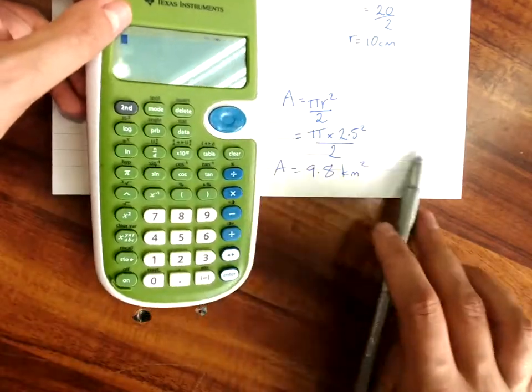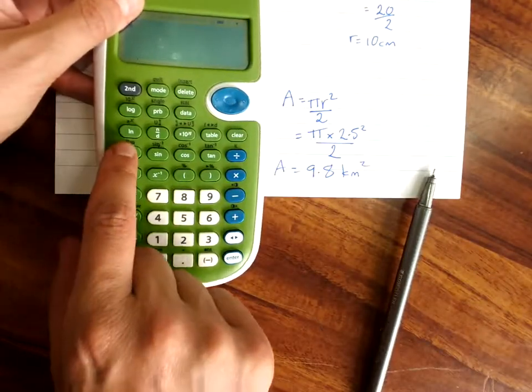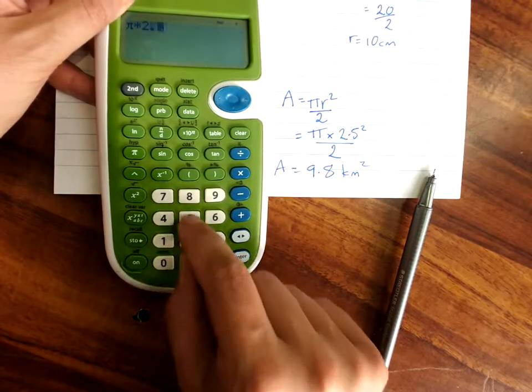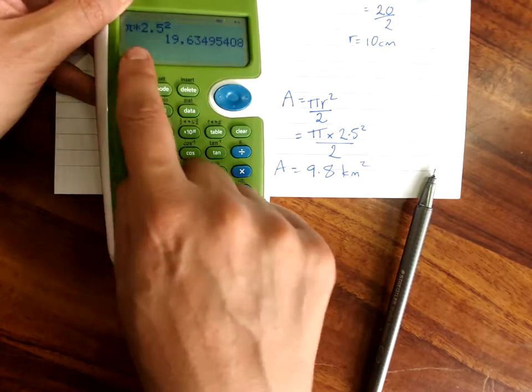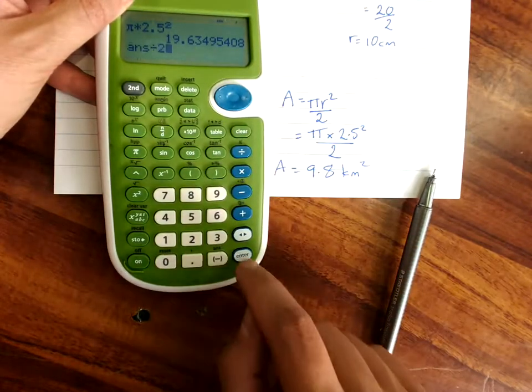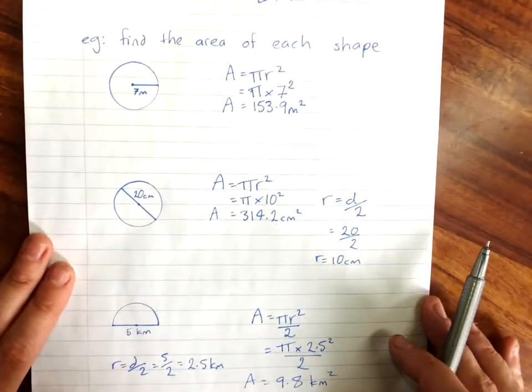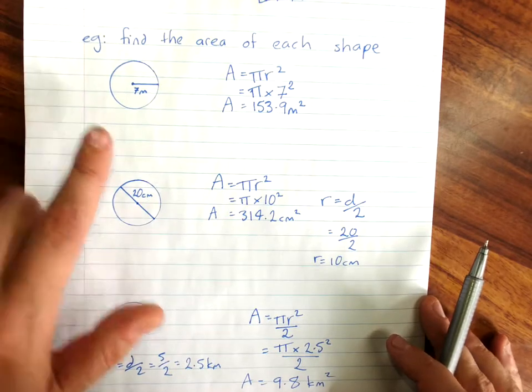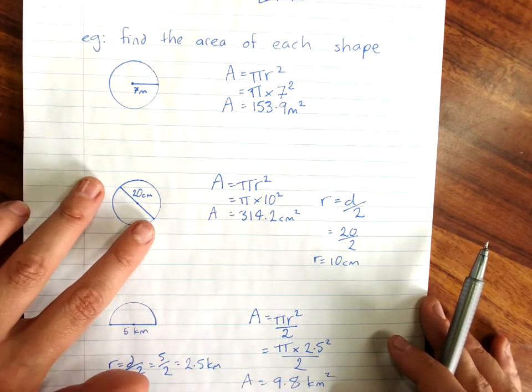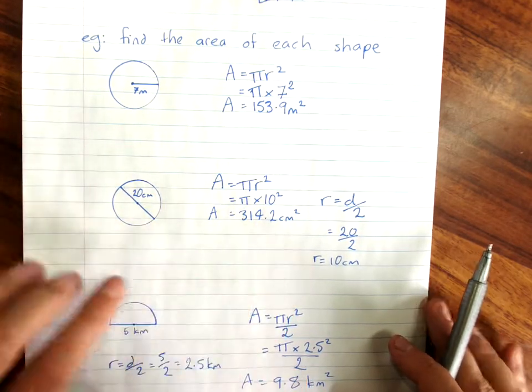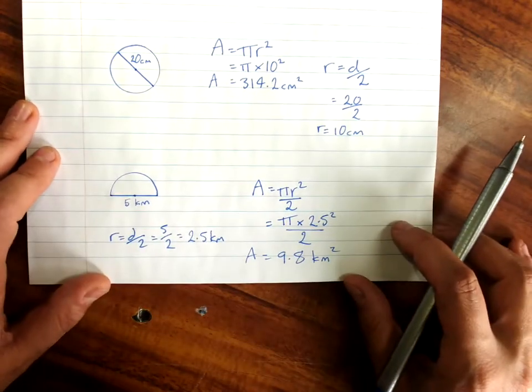Or, when you see this, you could do the circle, pi times 2.5 squared, get the answer for the circle, and then divide that by 2. Same answer. So that's how to find the area of a circle, how to deal with it when they give you the diameter, so you need to get the radius, and how to deal with part of a circle.